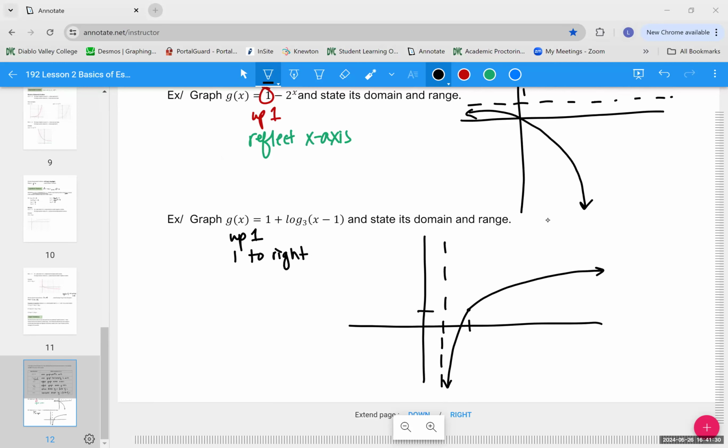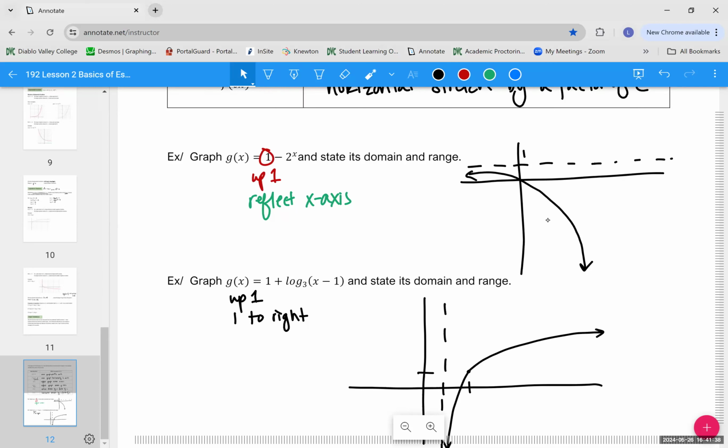Okay, so we got a couple of quick ideas here. The 1 in front of the negative 2 to the x will move the whole graph up 1, but then the negative in front of the 2 to the x will reflect it across the x-axis. So I took that original graph that would look like this, I reflected it, but then I moved it up 1. So what would have had a horizontal asymptote here on the x-axis, now that will be on the y=1 line.